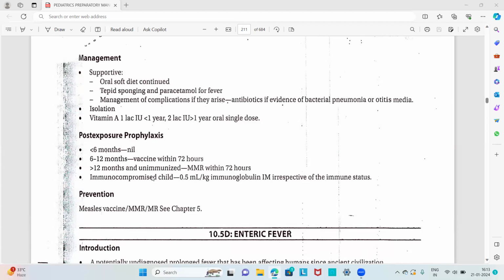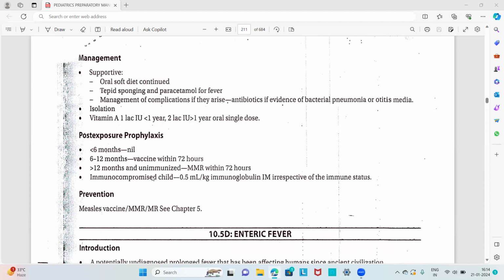Antibiotics if there is evidence of bacterial pneumonia or otitis media, and the child should be isolated. And vitamin A, because of the complication of vitamin A deficiency: vitamin A 1 lakh international units in a child less than 1 year old, or 2 lakh international units in a child greater than 1 year old, as a single dose should be administered.